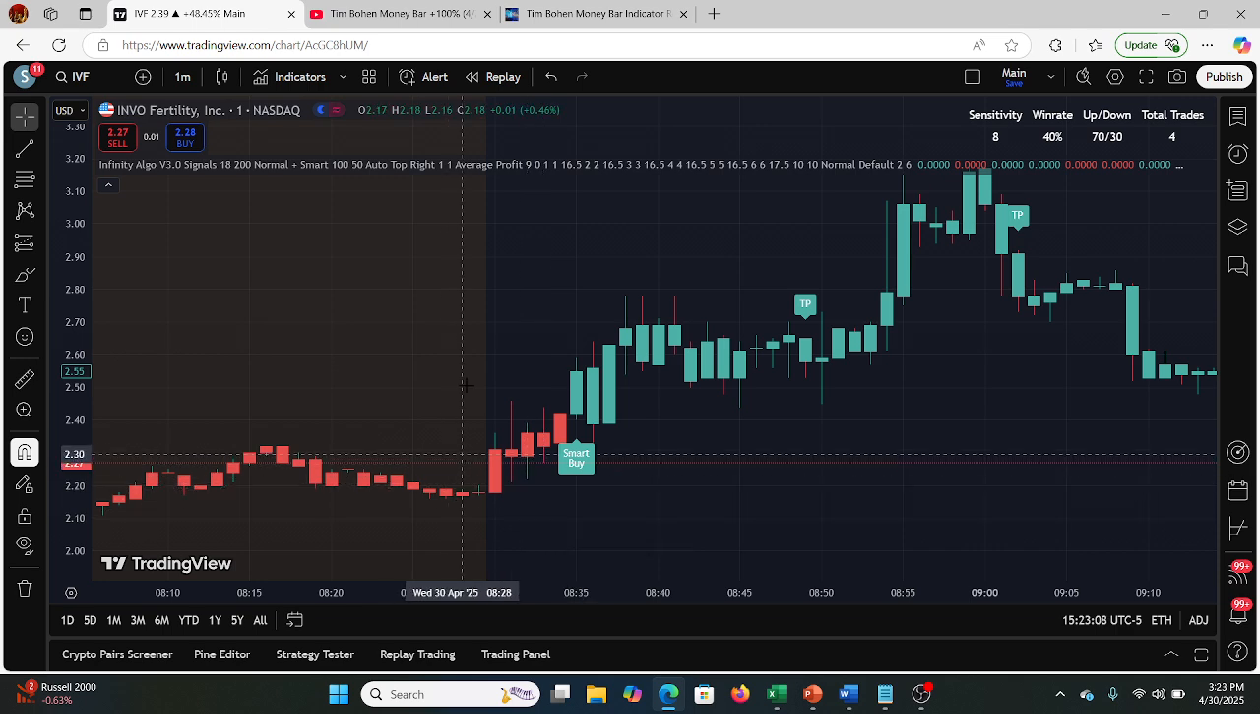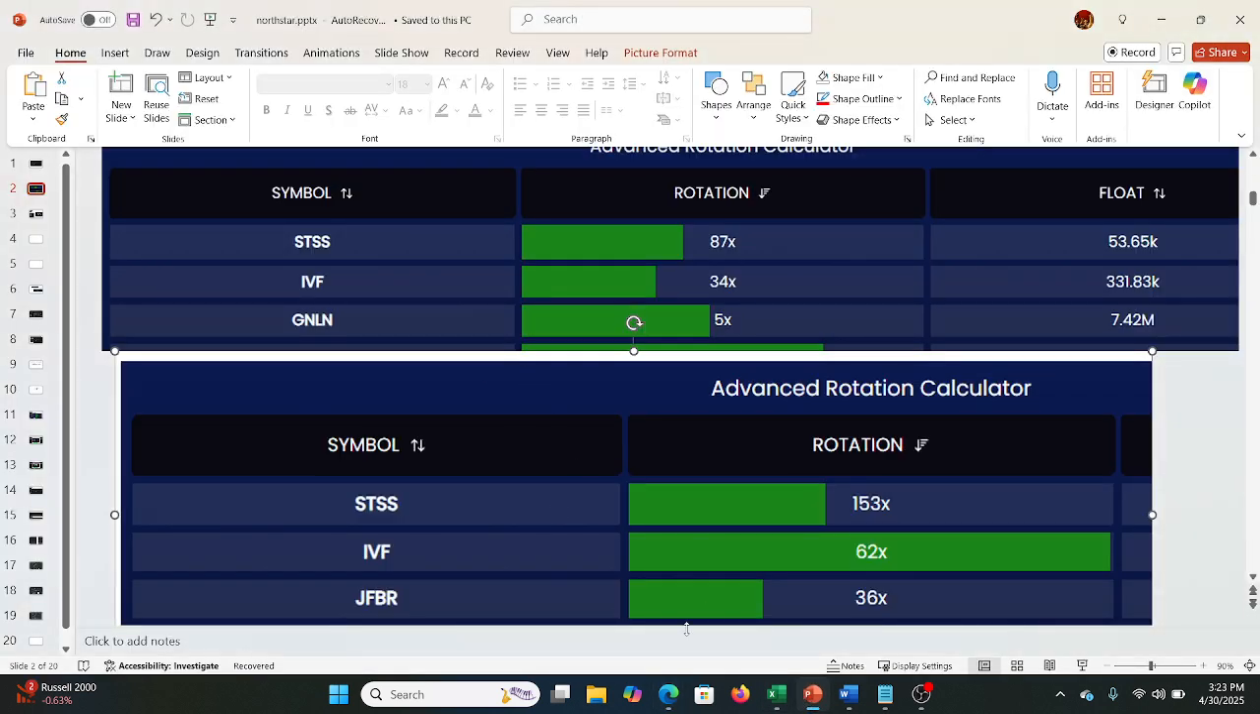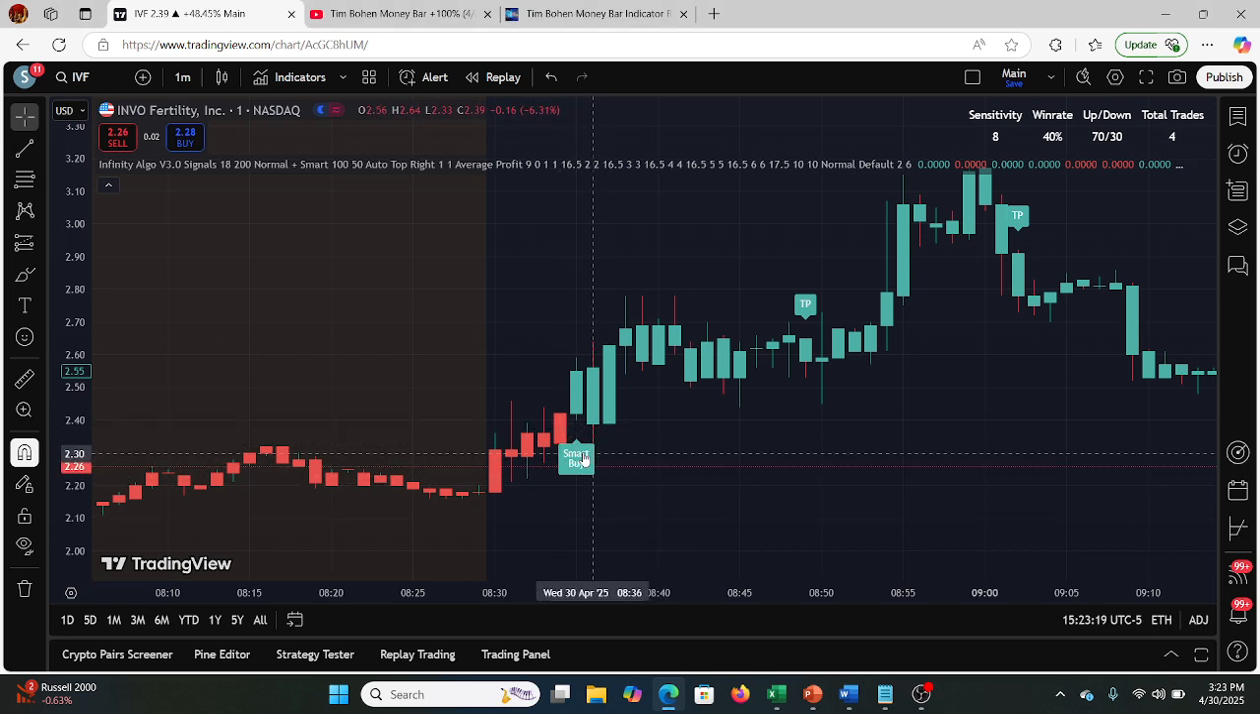So if you have top of the list on the float rotation, this ticker IVF, you start to see it really start to ramp up and rotate and rotate and rotate. And you get a buy signal, smart buy, as this is happening on Infinity Algo.